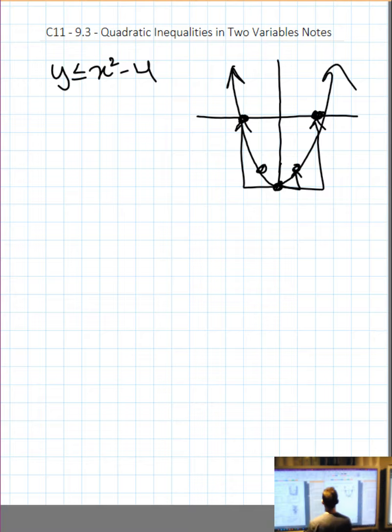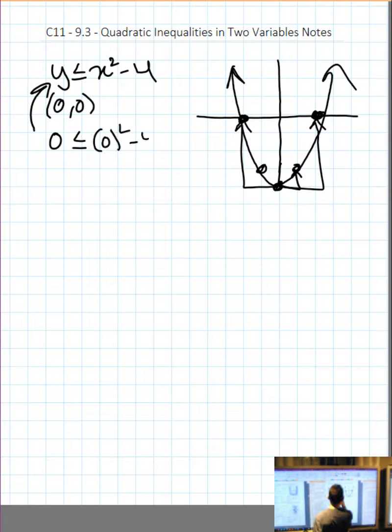We pick a test point like 0, 0, and we substitute it into the equation above for x and y. So putting 0 in for x and y, 0 less than or equal to, I'm going to substitute with brackets. And on the left-hand side, 0, the same sign, less than or equal to 0 squared minus 4, which is negative 4. Is 0 less than negative 4? Is 0 to the left of negative 4 on the number line? No. So we're going to put an x.